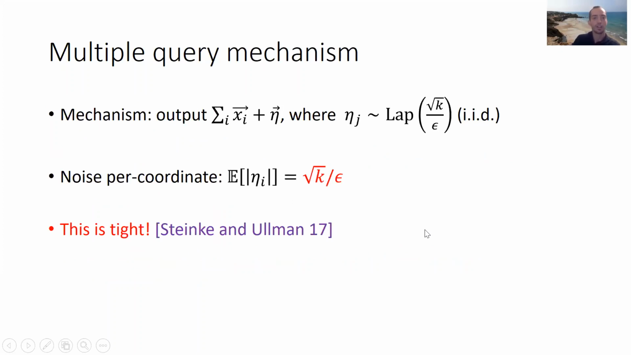In particular, if we use the same Laplace mechanism, then we will just compute the sum vector, and then we add independent noise to each coordinate, and each noise entry will be of magnitude roughly square root k over epsilon, rather than one over epsilon. And if we do the average instead of the sum, then we have an n in the denominator of the noise. And this is actually tight, by Steinke and Ullman. So this is a tight mechanism for answering multiple queries.